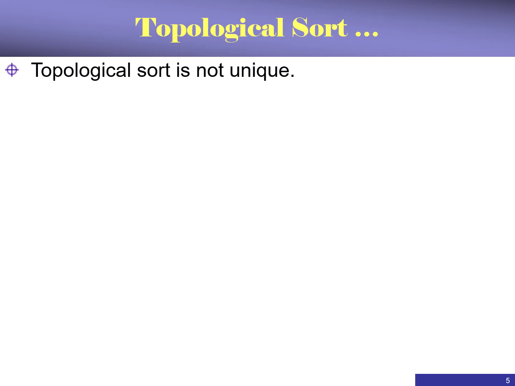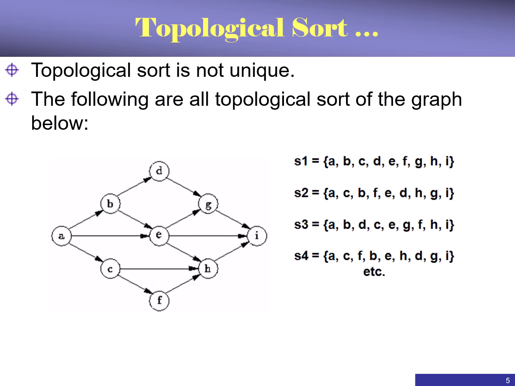How are we going to do that? Before that, keep it in mind: topological sort is not unique. There is a graph given in this slide, and all the topological sorts of the graph are given on the right-hand side. Can you see S1, S2, S3, S4? These are the topological sorts derived from the same graph. That means you're not going to get just one topological sort from a given graph; you may get many.